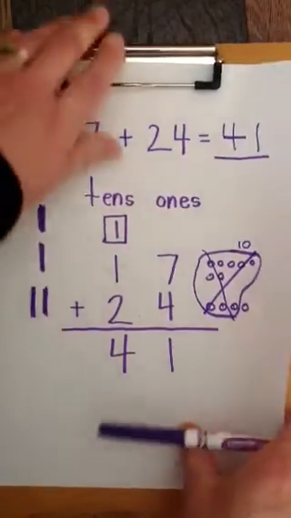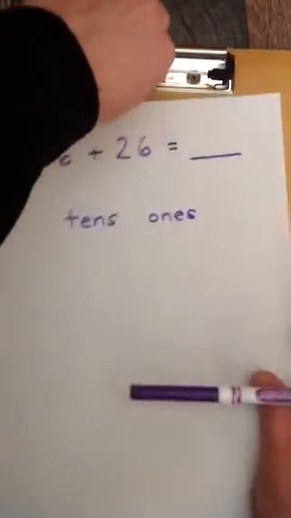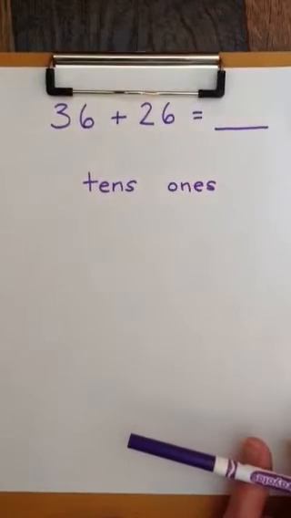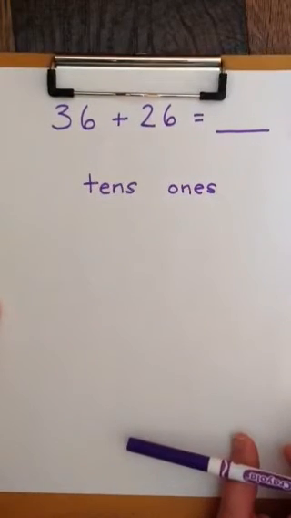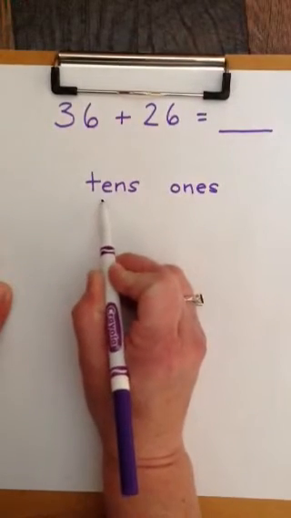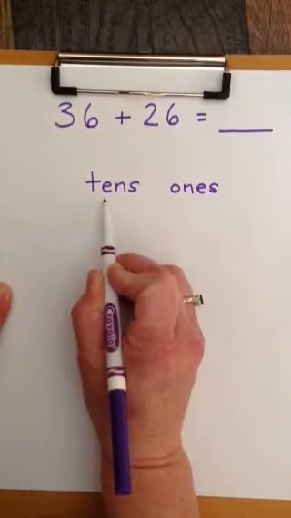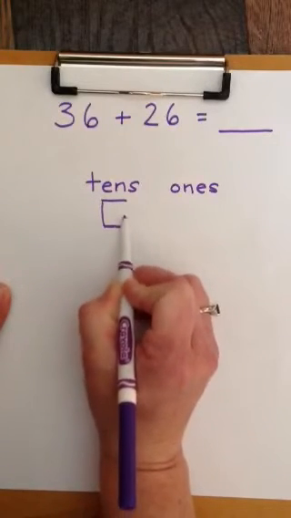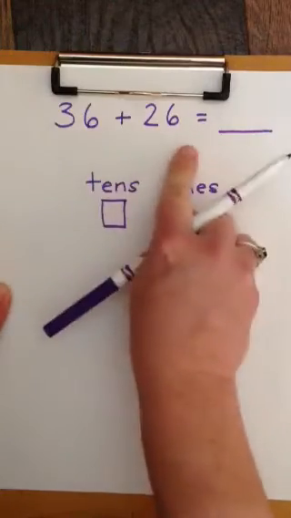Let's try another one. My next two-digit addition sentence with regrouping is 36 plus 26. So I'm not going to forget, what do we have to put here? The regrouping box. I'm first going to do that, and then I'm going to write my problem vertically.